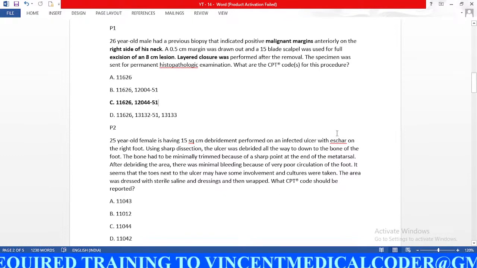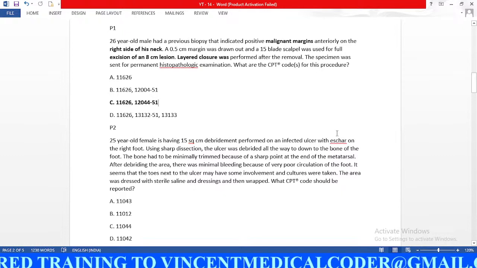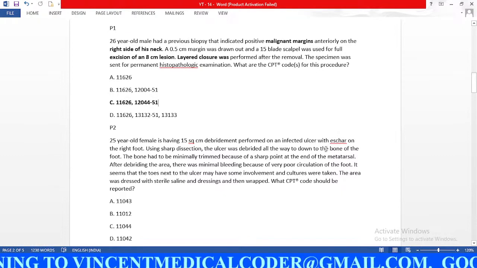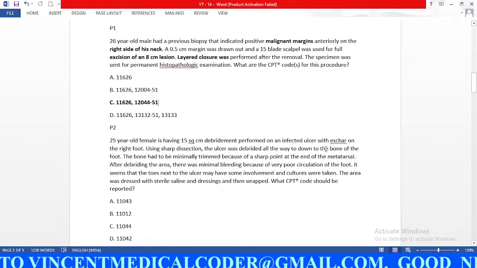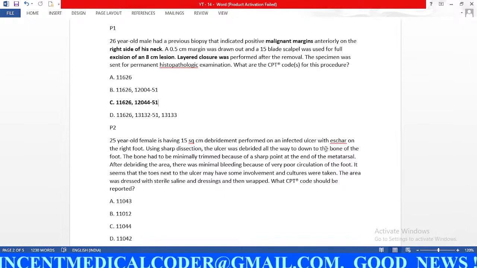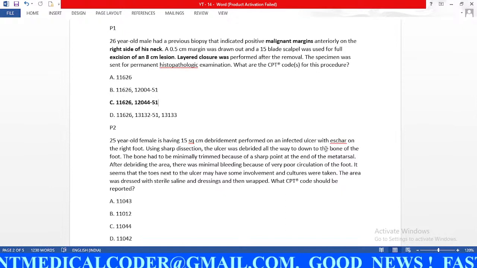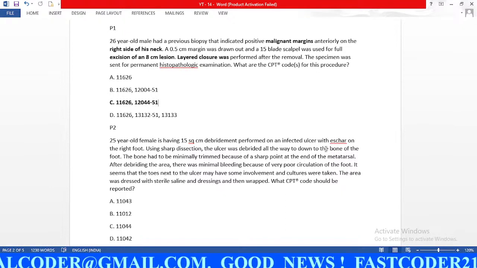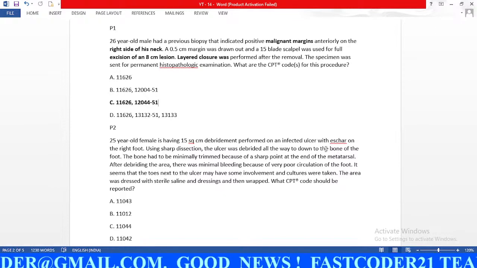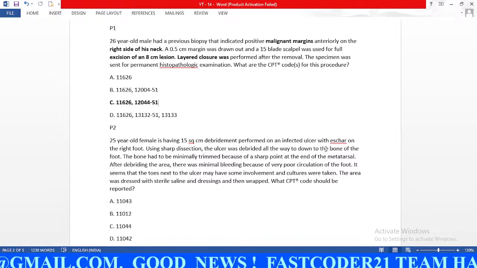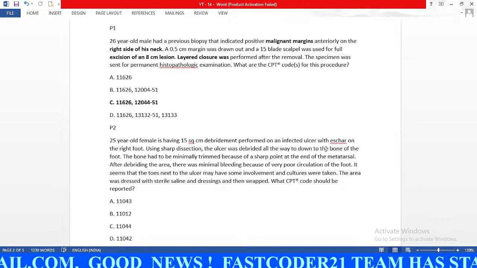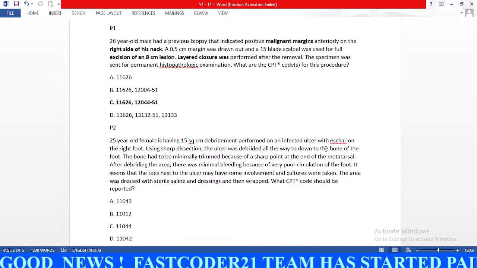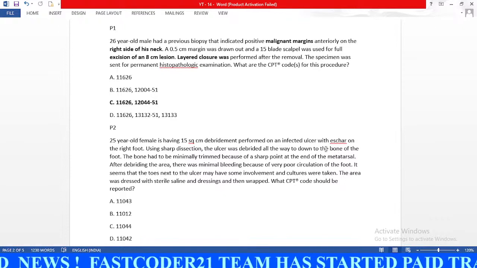Try to attend every session every weekend so that you will get a good idea about ambulatory surgery. Anyway, CPC is not needed for you. If you want to go into ambulatory surgery or same day surgery, both are the same, but these sessions are very useful. If you miss any session, you can watch the live Fast Coder 21 videos also. No worries. Go ahead.